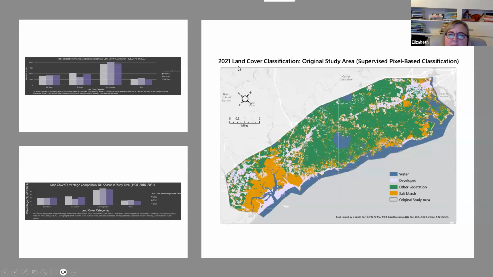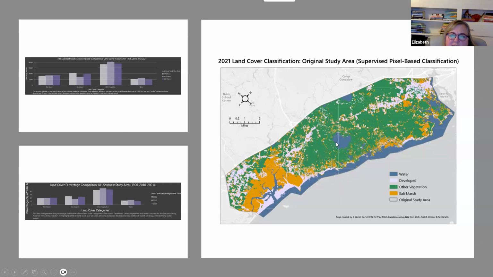So here we are. I'm not showing you the 1996 or the 2010 because it's just really hard to see the differences. But I did get some differences between the 3 years, especially for some of the other categories, but I'm focusing on the salt marsh.